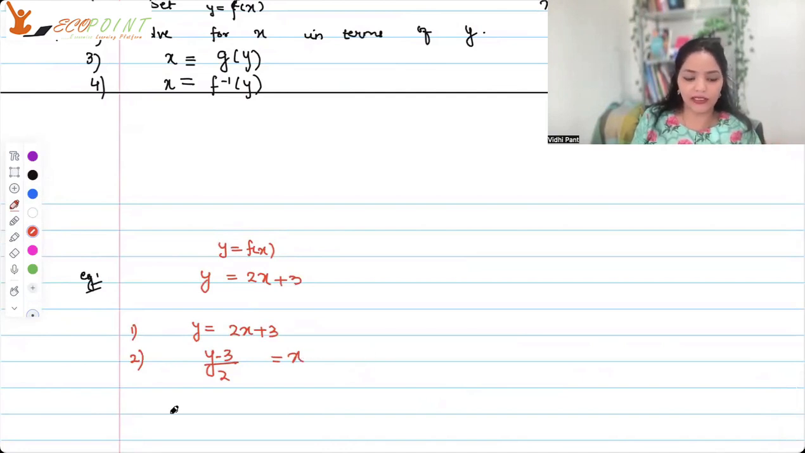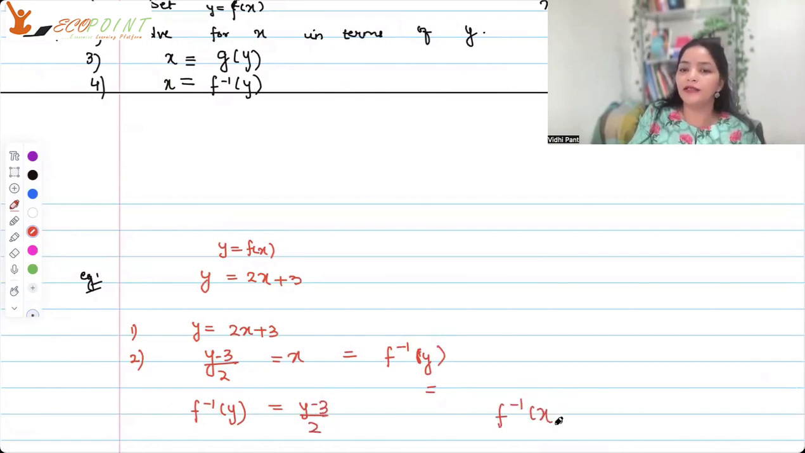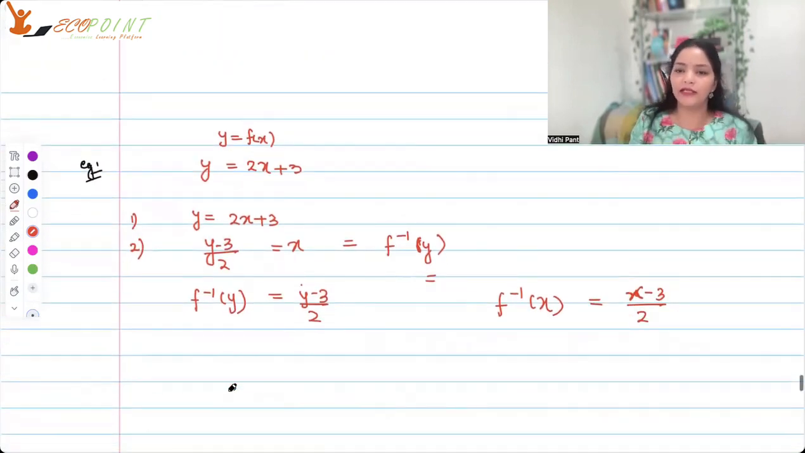Now this essentially is f inverse y. This is f inverse function in terms of y. So you get to know that the functional form of inverse is y minus 3 upon 2. Now, if you are asked in terms of x, that find f inverse x, then all you have to do is, in place of y, you will put x, because y is just a variable to this formula. So that means your inverse function is x minus 3 upon 2.